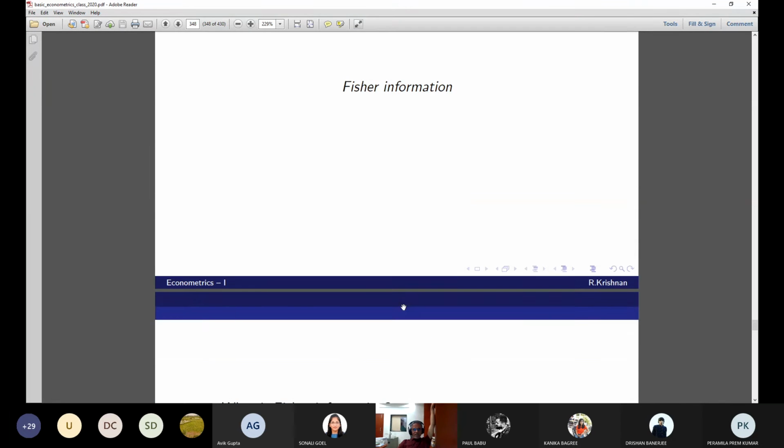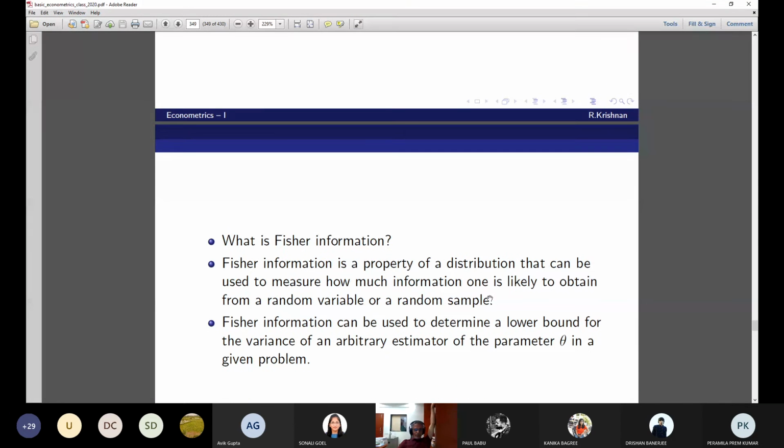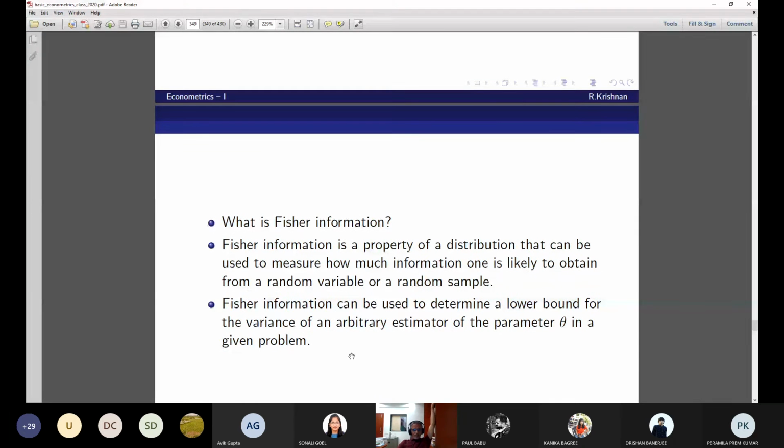Okay, what is Fisher information? Try to answer this question. Fisher information is a property of a distribution that can be used to measure how much information one is likely to obtain from a random variable or a random sample. What is the use of Fisher information? It can be used to determine the lower bound for the variance of an arbitrary estimator of the parameter theta in a given problem. This is the most important result in statistics, very, very important.